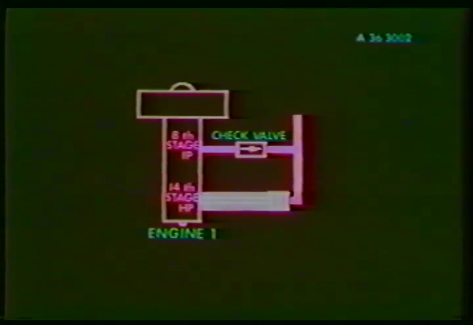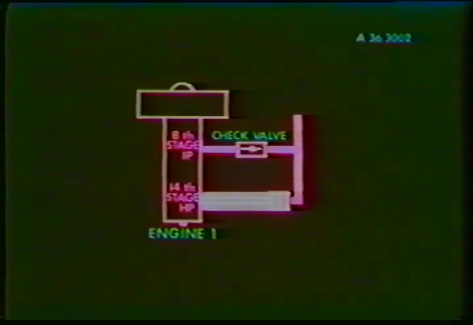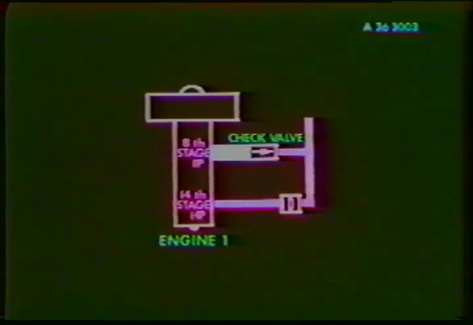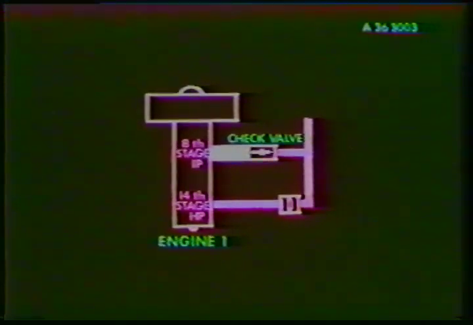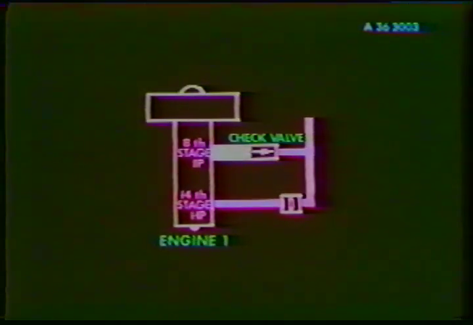The 8th stage is called the intermediate pressure stage, or IP stage. Under certain conditions, such as low engine speed, the pressure from the IP stage is insufficient. In this case, the air is taken from the 14th stage. The 14th stage is called the high pressure stage, or HP stage.